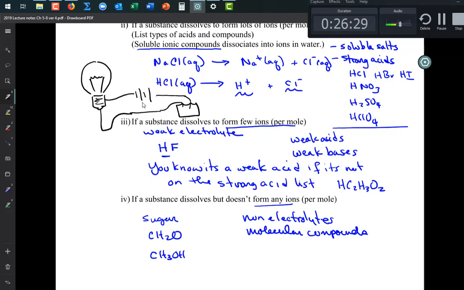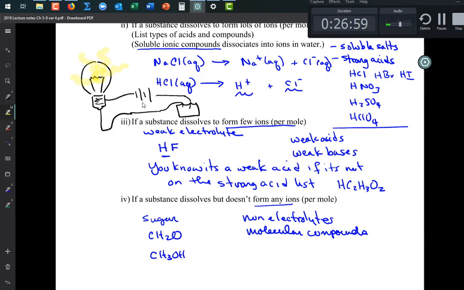And if it conducted electricity, what would happen to the light bulb? It lights up, right? And so when you do a strong electrolyte, what do you expect? You expect a lot of light to come out of it, right? If you don't know whether something's a strong electrolyte, weak electrolyte, or non-electrolyte, they used to make solutions and stick these electrodes in it, and they used to measure the electric current that would go through there. And in schools, we just looked at the amount of light that would come out.